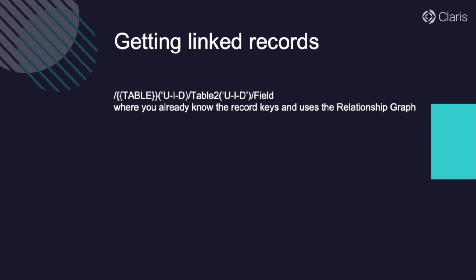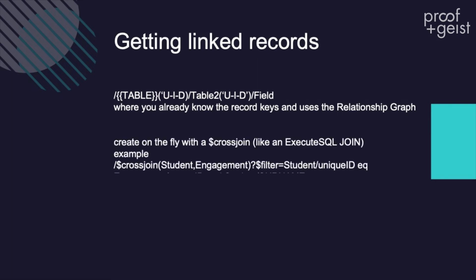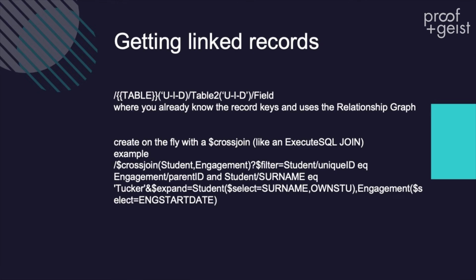So as well as being able to search within a table, we can start extending that out to search across linked records. This is where I already know the keys, but I'm also effectively using the relationship graph. Much more powerful and complex is a thing called a cross join. So think of it like the first time you started playing with Execute SQL, you suddenly disconnected all of your tables, took out all of the lines on the relationship graph, because you could build a join on the fly. So I'll just talk through this example.